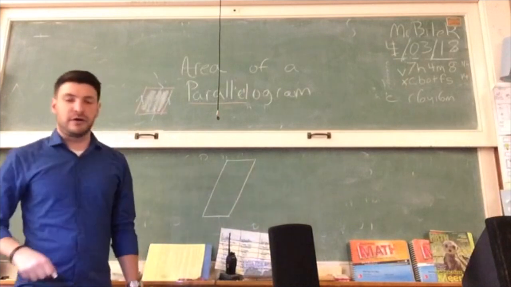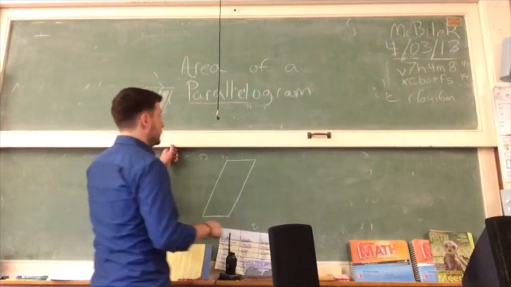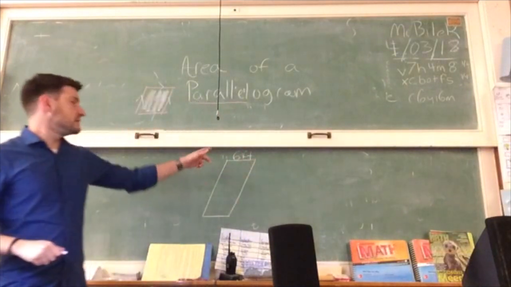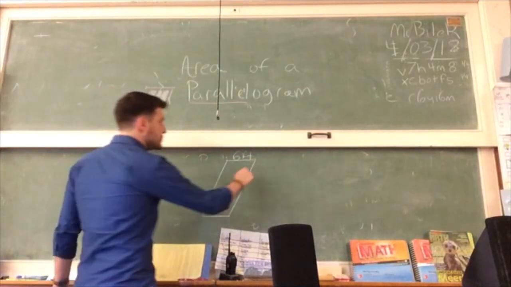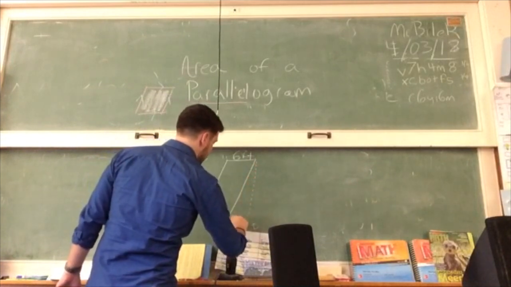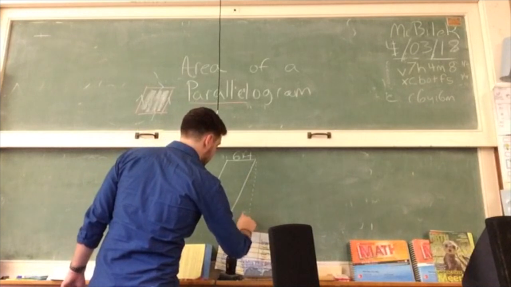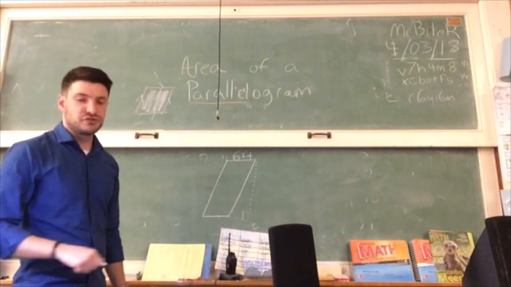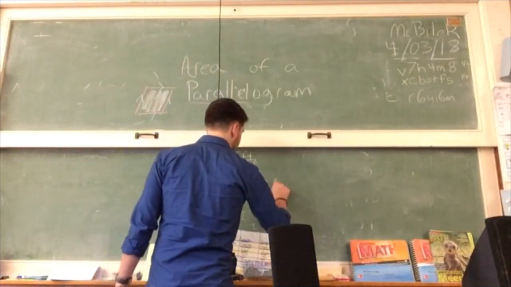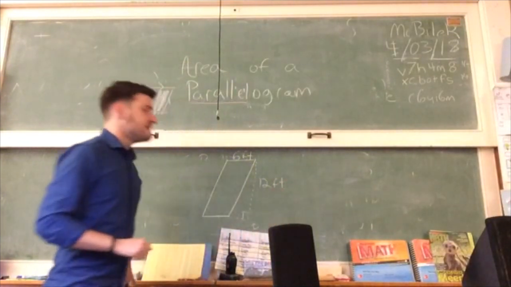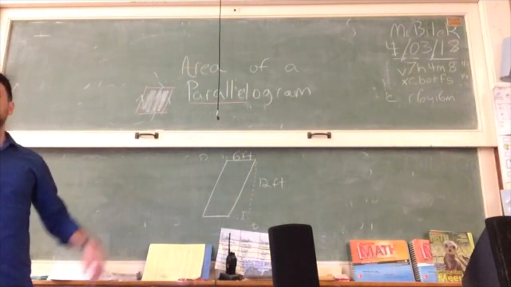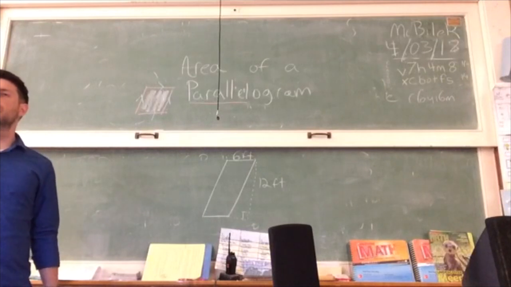So there we have our parallelogram, and I'm going to give you this guy right here being 6 feet. And then I'm going to drop this guy down here. I'm going to draw a little right angle right here so that you know that it's straight. And I'm going to make this guy 12 feet. Right now, on your own, that's 6 feet and that's 12 feet.